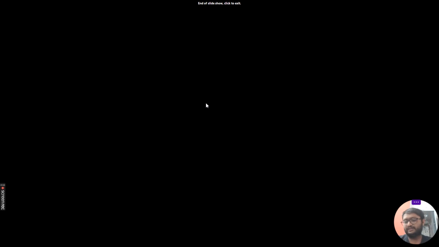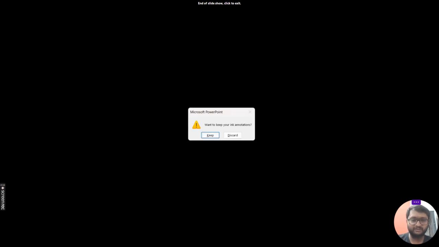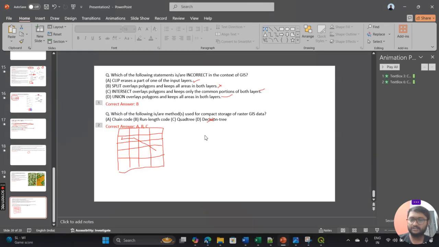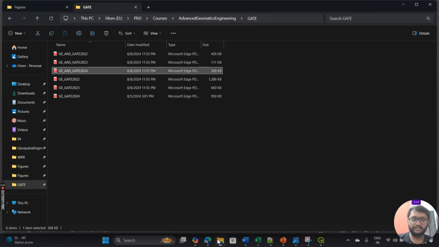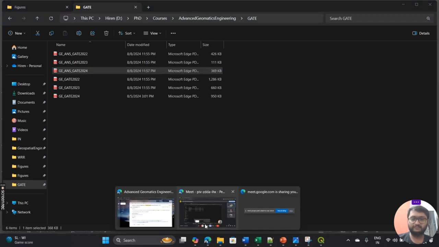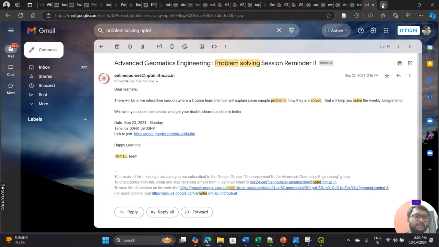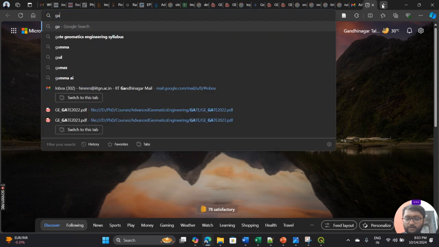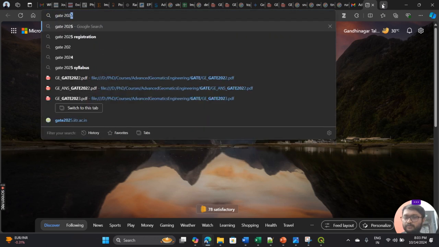So with this, we have completed all the questions on GIS from the GATE paper. Now I think what we can do is have a look at a model question paper from 2022.